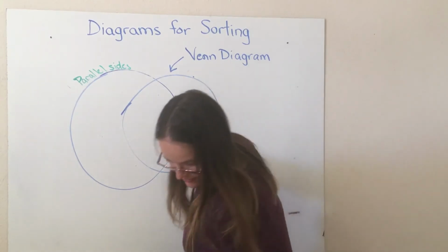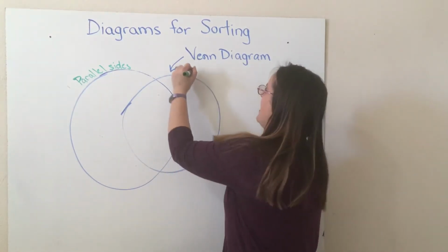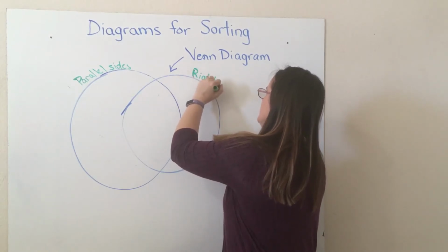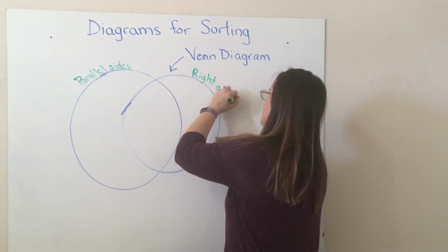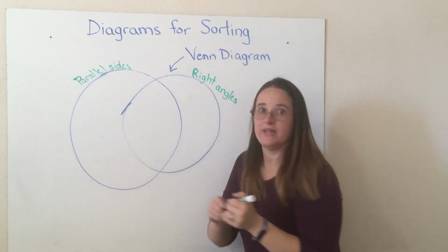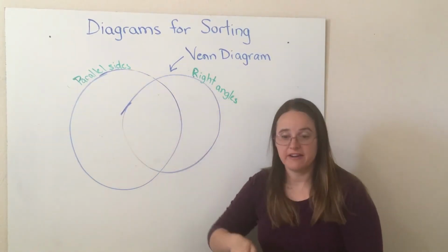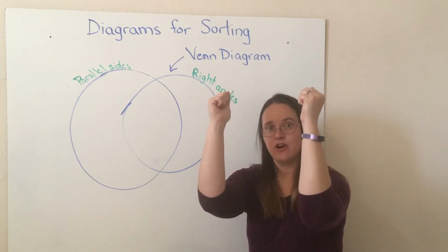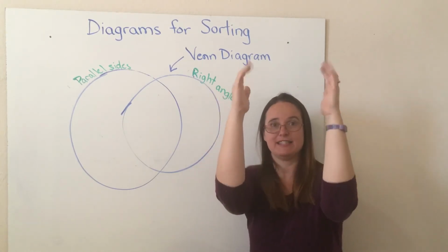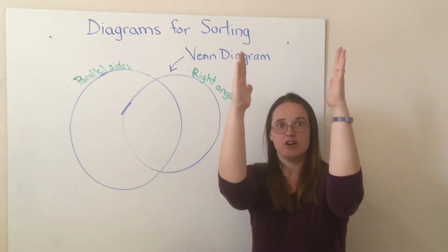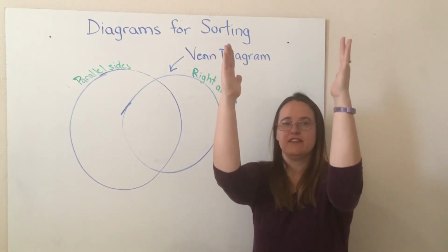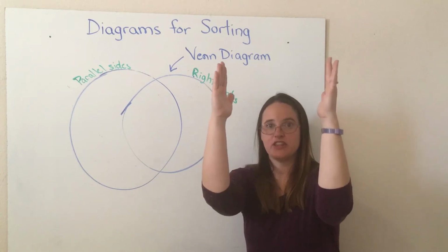And this circle is going to be shapes that have right angles. So we need to review what is a parallel side. If you're in my class, we use our arms and we hold them up like this. Parallel sides are two lines that never touch.